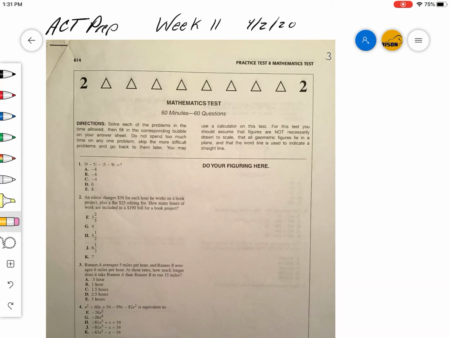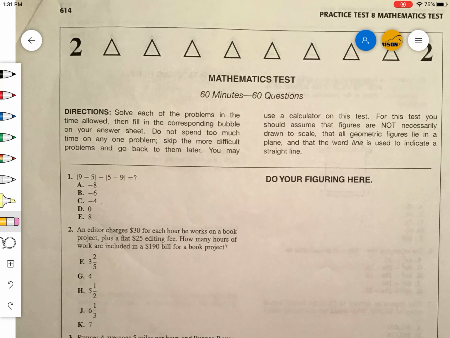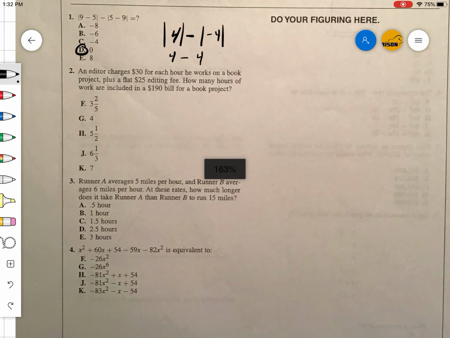On number 1, we've got the absolute value of 9 minus 5 minus the absolute value of 5 minus 9. So understand here, we can do each part separately. So 9 minus 5 will output us a 4. Then that minus in the inside, so let's leave that as absolute value. Still got the minus, and then on the other one, I've got 5 minus 9 being negative 4. So I've got the absolute value of 4, which is 4. Still got minus, and then the absolute value of negative 4 is 4. Okay, so 4 minus 4 should output us 0 for D.